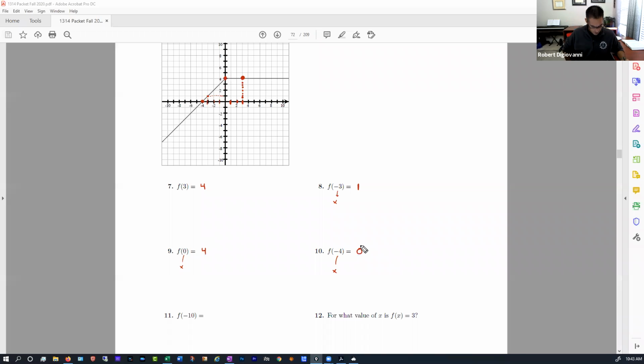Sorry, I misread the problem. F of -10, we want to plug -10 in for x. That's way over here. Here's -10. Go down to my graph. Looks like the point's right there. The y value there looks like -6.